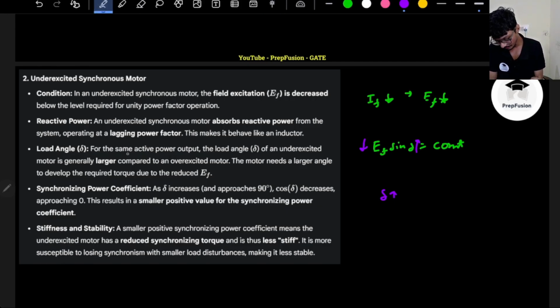For the same active power, the load angle of an underexcited motor is generally larger compared to an overexcited one. The motor needs a larger angle to develop torque due to reduced EF. So here the synchronizing power coefficient will be smaller, and the machine will be less stiff. A smaller positive synchronizing power coefficient means the underexcited motor has a reduced synchronizing torque and is thus less stiff. It is more susceptible to losing synchronism with smaller load disturbances, making it less stable.